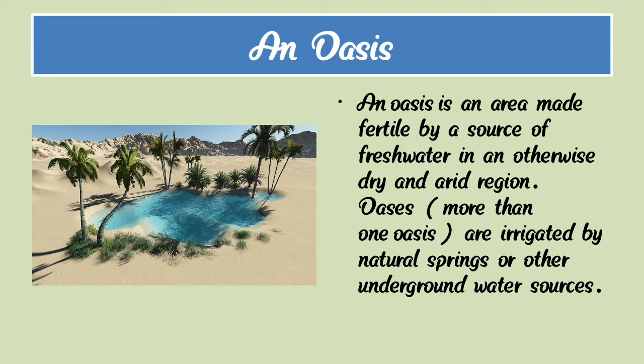And oasis. So here we can see a photograph of an oasis. So what is an oasis? The green fertile area in a desert is known as an oasis. An oasis is an area made fertile by a source of fresh water in an otherwise dry and arid region. The oases are irrigated by a natural spring or other underground water source.